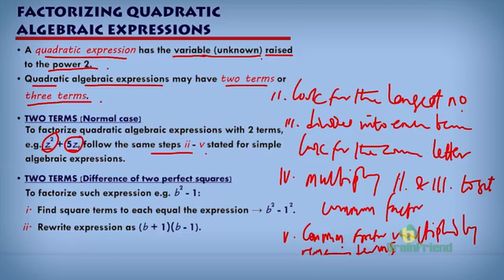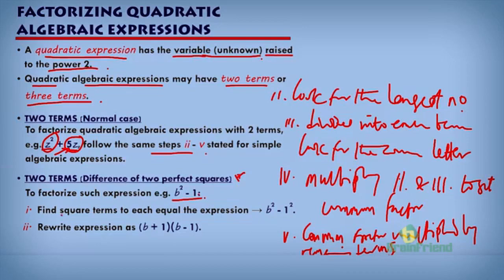Also, for cases still of 2 terms, where we have the difference of 2 perfect squares, for example, b squared minus 1. For such cases, notice that in the other case here, we had our variable raised to the power 2, and then in the other term, a mixture of numbers and letters. But in this case, we have our variable raised to the power 2, and then on the other term, we have just numbers. So there are 2 separate cases. Now, for this case, there are 2 simple steps to follow.